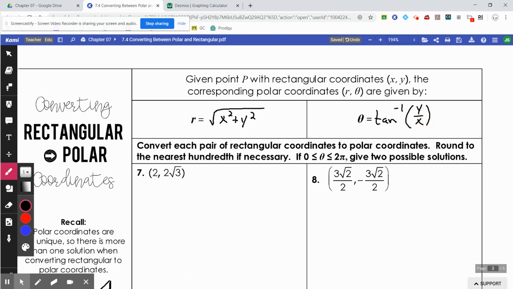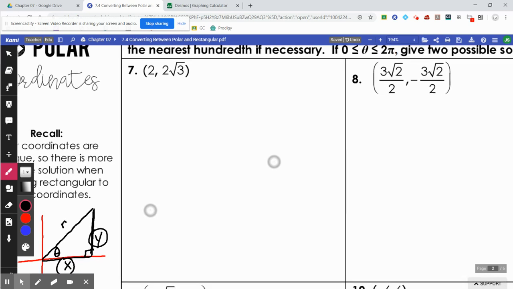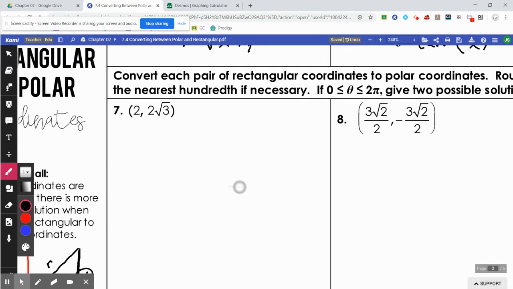So again, I could do y over x, take the inverse tangent of it, and that gives me my angle. So therefore, again, let's convert the other direction. Here we have rectangular coordinates. We have x's and y's, and we want to convert them into r's and thetas.